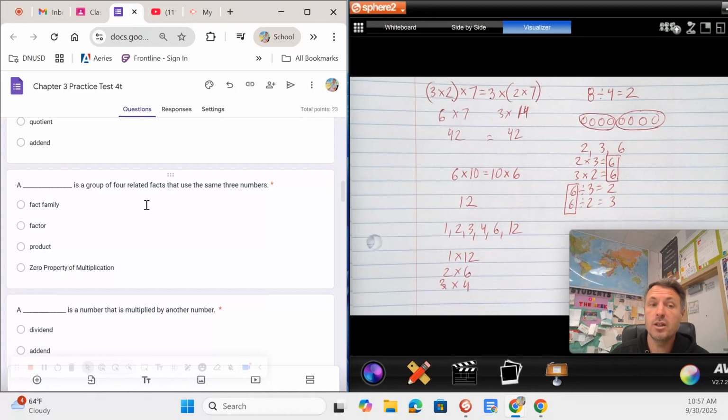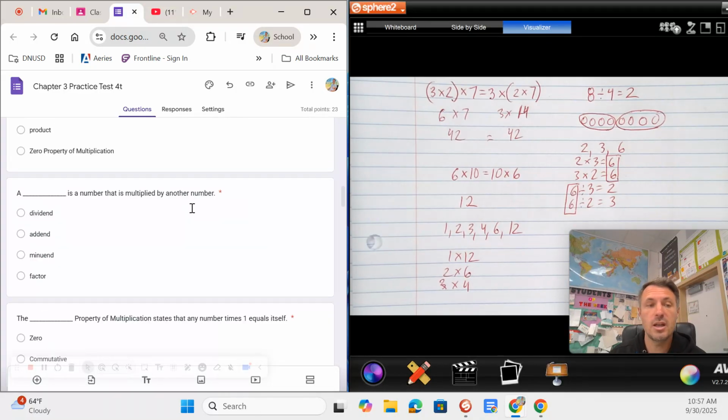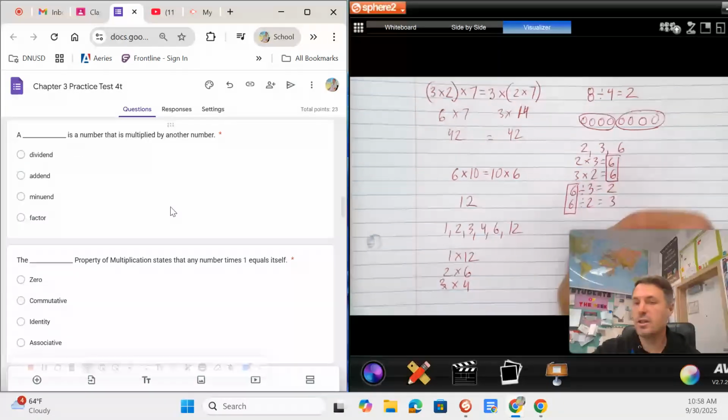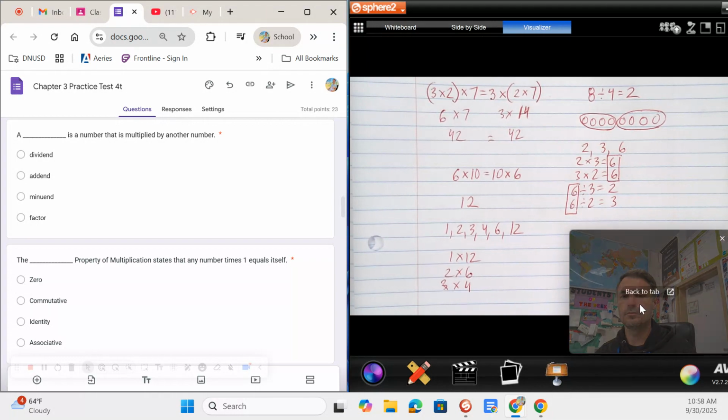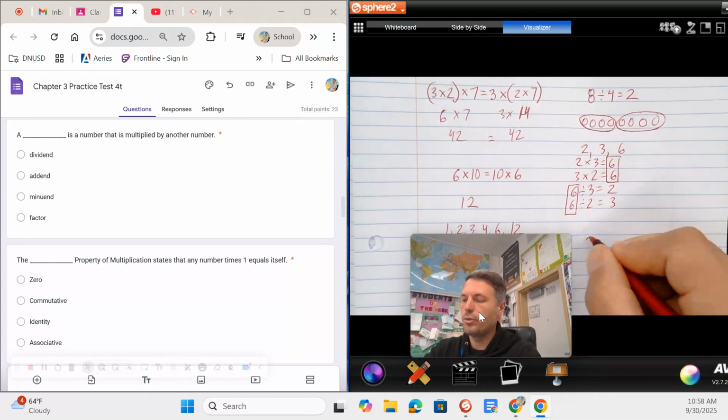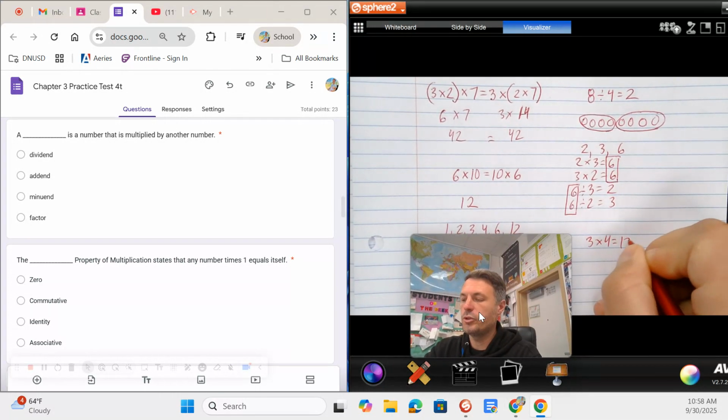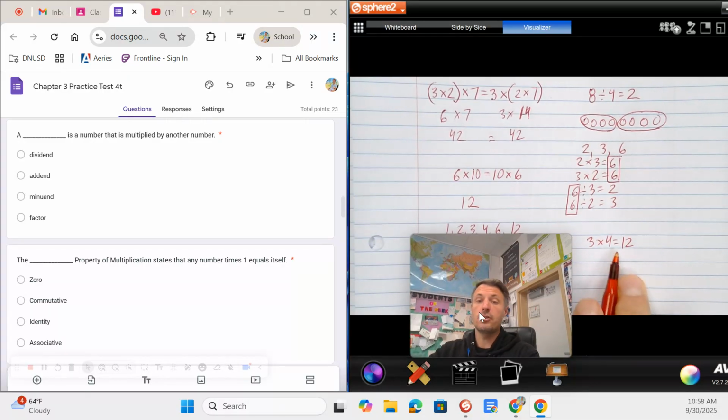A fact family is a group of 4 related facts that use the same 3 numbers. And then a blank is a number that is multiplied by another number. So for instance, 3 times 4 equals 12. 3 and 4 are both factors because they're multiplied together to get the product of 12. So a factor is a number that's multiplied by another number.